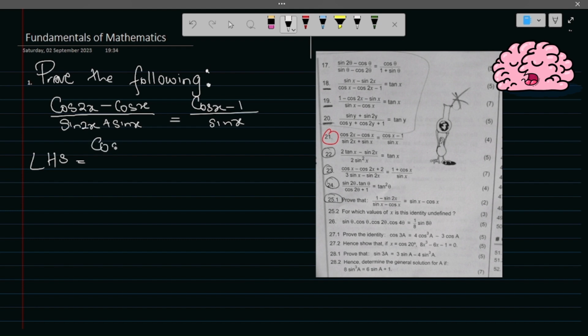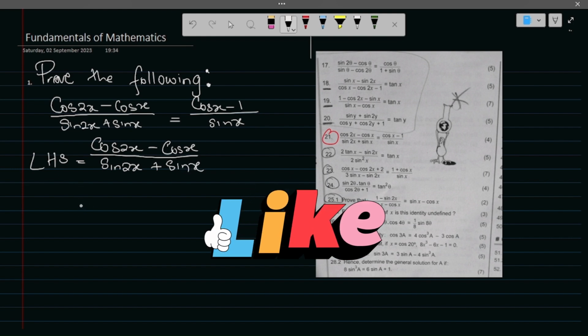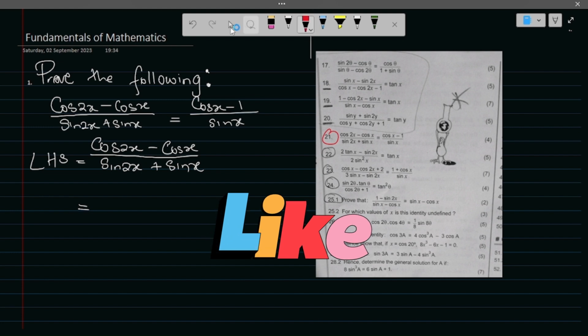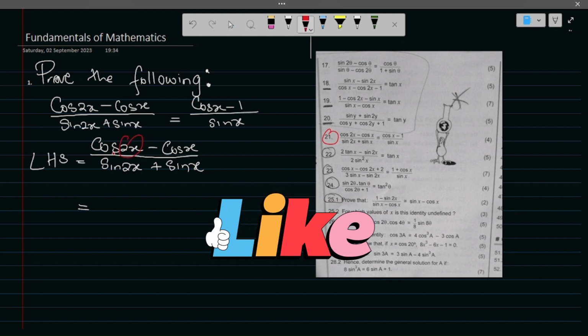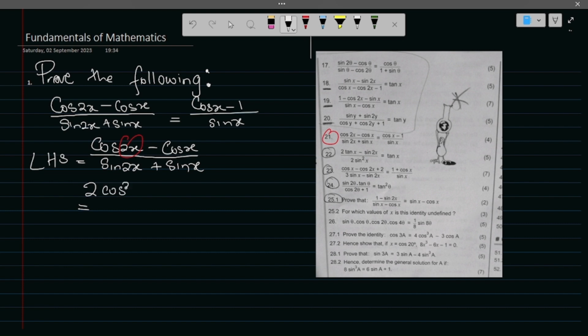So it's cos 2x minus cos x, all over sine 2x plus sine x. The first thing you do is see that in the numerator you have a double angle. So in the numerator you solve for that double angle, so it would be 2 cos squared x minus 1, minus cos x.